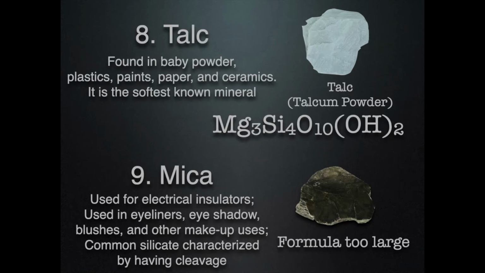Then we have mica. Now, I'm not going to put the formula on here, so you don't have to worry about writing that empirical formula of the symbols. It's just way too large. It's a lot larger than talc. But mica has something called cleavage, meaning it can easily break or separate in layers. And you're going to take a look at mica.